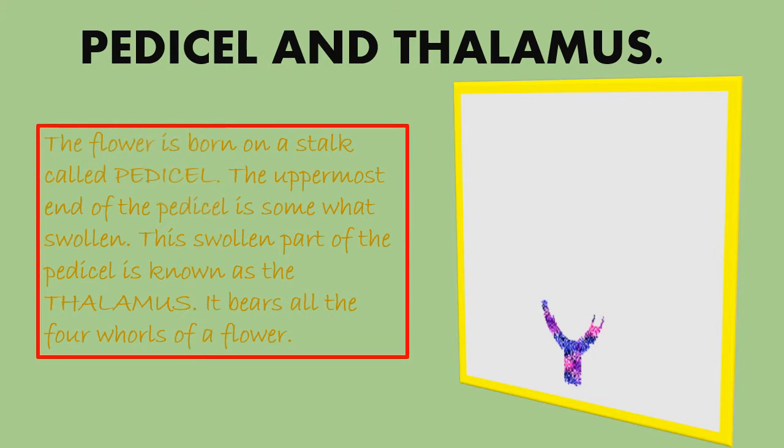Now, the flower is borne on a stalk called the pedicel. The uppermost end of the pedicel is somewhat swollen. This swollen part of the pedicel is known as the thalamus. It bears all the floral parts of a flower. Clear?